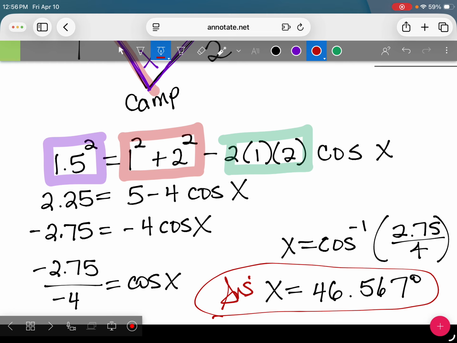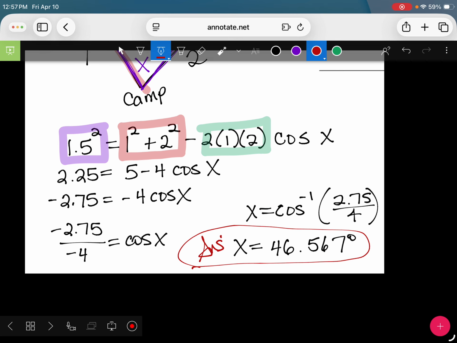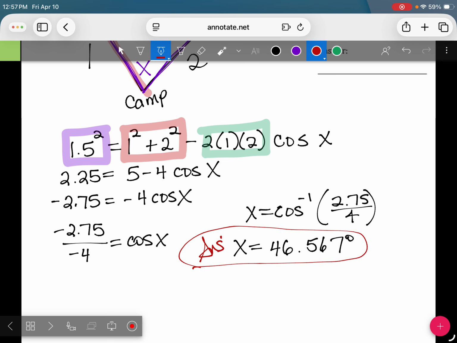That's okay. Don't forget that this is still negative. So put the negative down there. And the negative is still there. That was not bad at all. I'll give you a moment to look at my answers, how I solved it out. So my answer was 46.567 degrees.